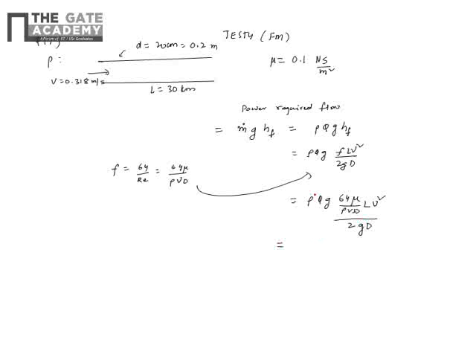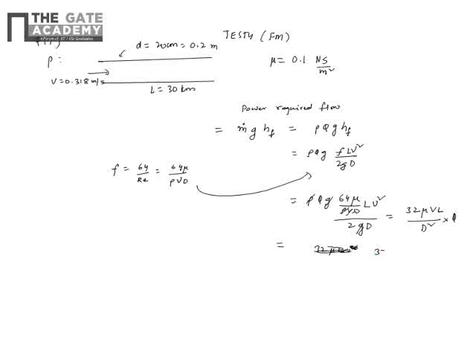So let's see what gets cancelled. Rho and rho get cancelled. g gets cancelled and I get 32 mu L V square, and V gets cancelled. There's one V here, so 32 mu V L by D square into Q. So this is what I get, 32 mu V L by D square.